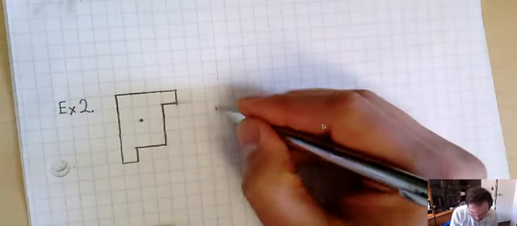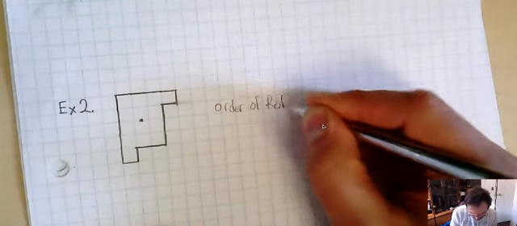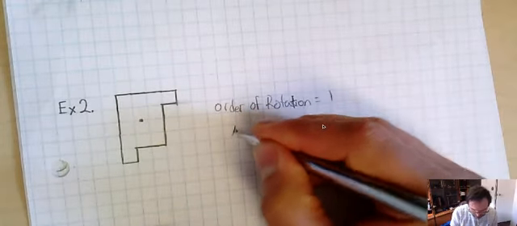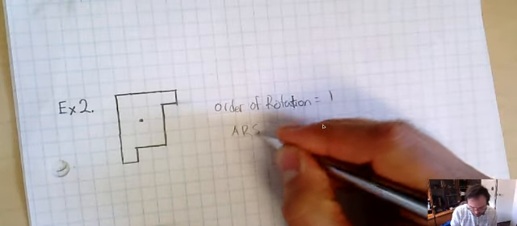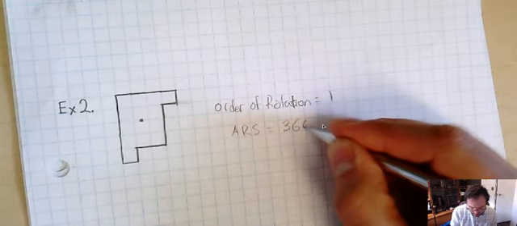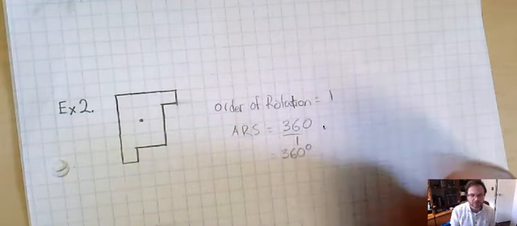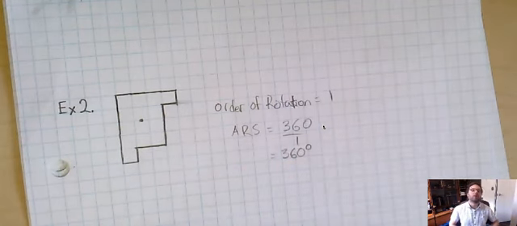So my order of rotation is equal to 1. That means my angle of rotational symmetry is going to be equal to 360 degrees divided by 1, which is equal to 360 degrees. And that is just how we find our order of rotation and our angle of rotational symmetry.